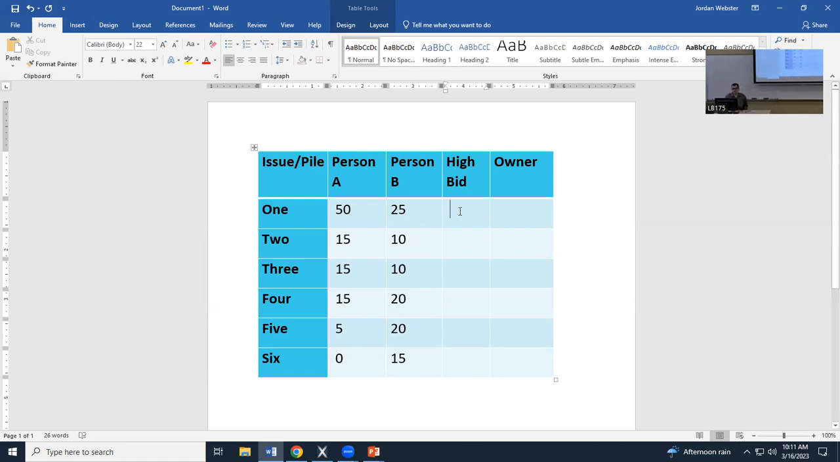So it's pretty clear that in pile number 1, person A has the higher bid. They spent 50 points, where person B spent 25. Same thing with pile number 2, A spent more points. Same thing with pile number 3, A spent more points. On piles numbers 4, 5, and 6, B spent more points.